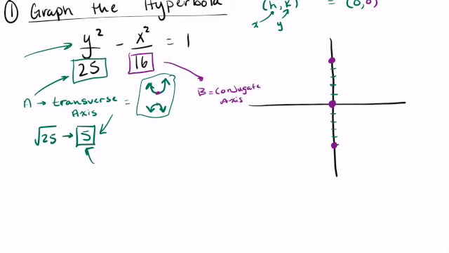Now, I want to use my B value, which is the square root of the conjugate axis denominator, which gives me 4, and that tells me how far left or right I move. So now I'm going to move 1, 2, 3, 4 to the right, and I'm going to move 4 to the left. And I now have my vertices and my co-vertices.